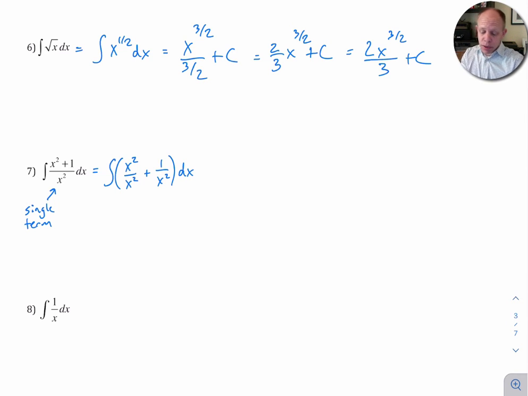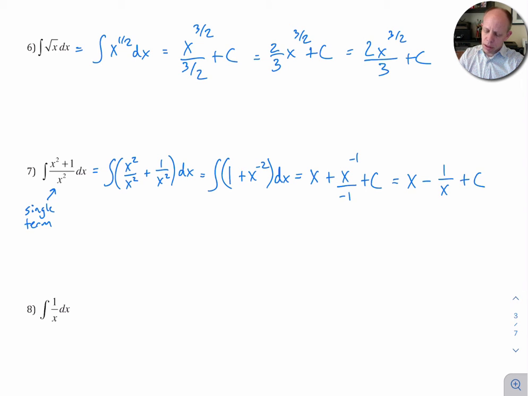All right, and this now allows us to rewrite this as the antiderivative of 1 plus x to the negative 2. And I believe we've done both of those already. Okay, so the antiderivative of 1 is just going to be x, and x to the negative 2 will be x to the negative 1 over negative 1, and plus c. And then finally, simplifying here, you would get x minus 1 over x plus c. Okay, no need to add these back together. You could, of course, if you wanted to, with common denominators.